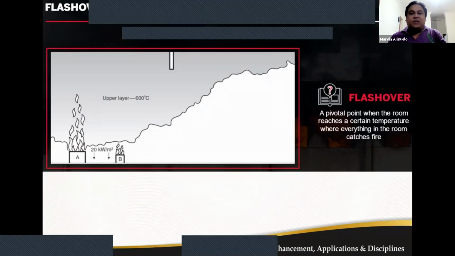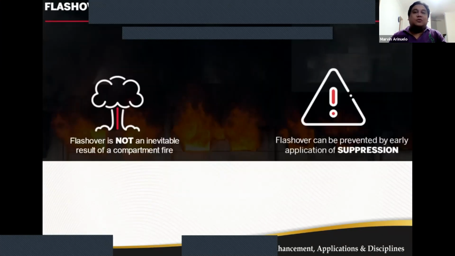And this is where the term flashover occurs. There is a pivotal point when the room reaches a certain temperature where everything in the room catches fire. This is known as flashover. The key is to get the people out before it happens, because it makes the place unattainable. No one can survive the flashover.